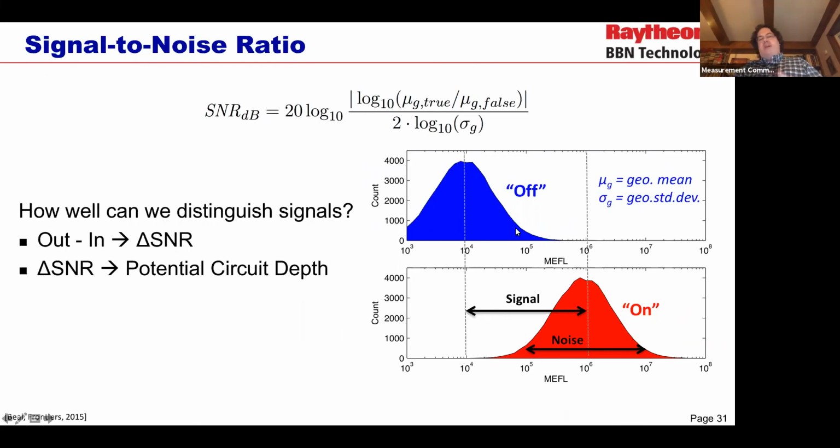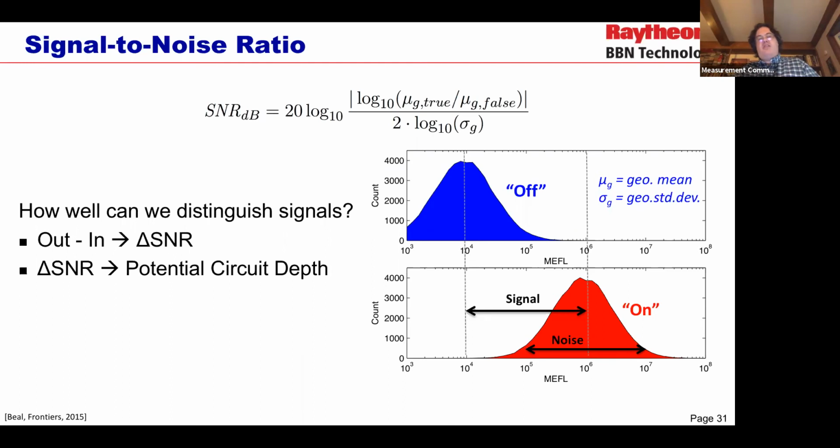So we can estimate these numbers in decibels just by using the geometric mean and standard deviation statistics if we've got some reasonably bell-shaped curves. It gets a little bit more complicated when you have things that are bimodal. So we can ask, how clearly can we distinguish things? And if we look at how clearly we can distinguish outputs versus how clearly we can distinguish inputs, that can give us a change in SNR, which tells us things about the type of circuits we can potentially build with the device.